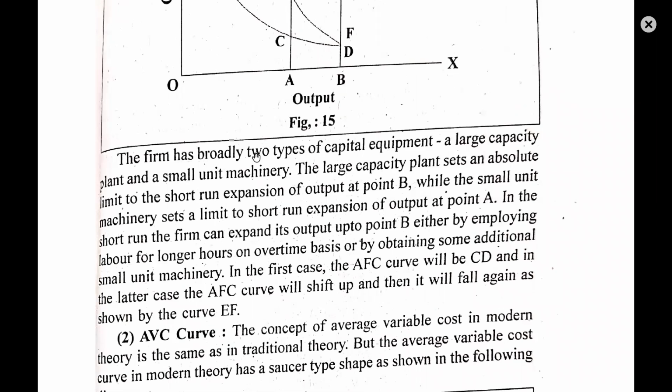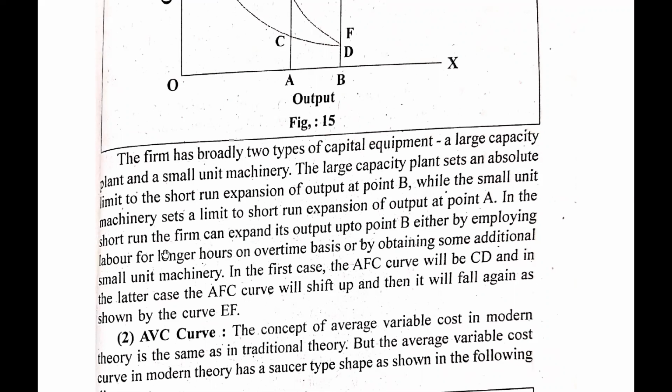The firm has broadly two types of capital equipment: a large capacity plant and small unit machinery. The large capacity plant sets an absolute limit to the short run expansion of output at point B. So we can say that this is the capacity of expansion, if the company wants to expand production. Now, output at point A.